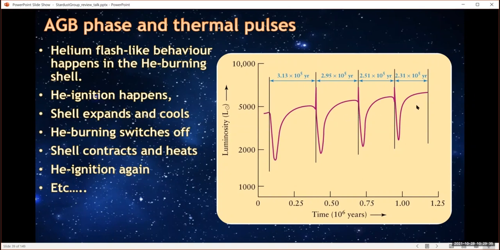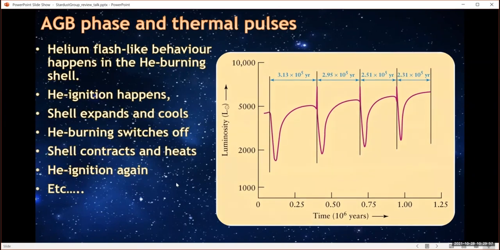Remember, the star is losing mass, and so the amount of material that's supporting is going down. And so that's one of the reasons that this changes over time. So what we've got is, over the course of 1 million years or so, you're going to have maybe 3 or 4 thermal pulses, and that is going to have an effect on what's happening inside the star.